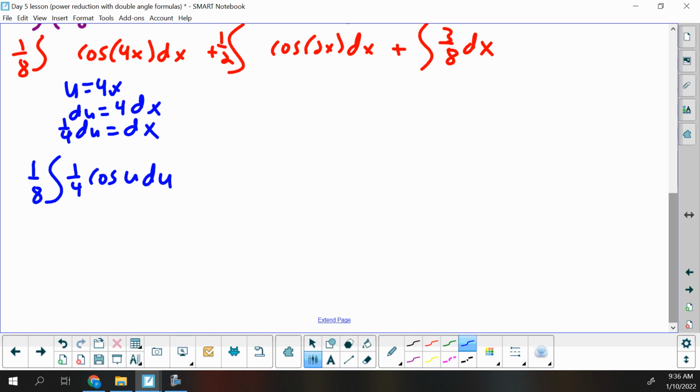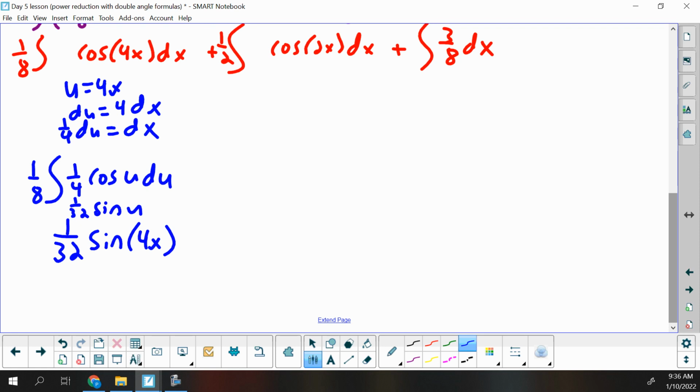So our antiderivative of cos is sine. So we're going to have sine, and then we'll end up replacing our u. And then the fourth times the eighth will give us 1/32. So again, what I didn't write there is really we have 1/32 sine u for that, and we replace that with the 4x.